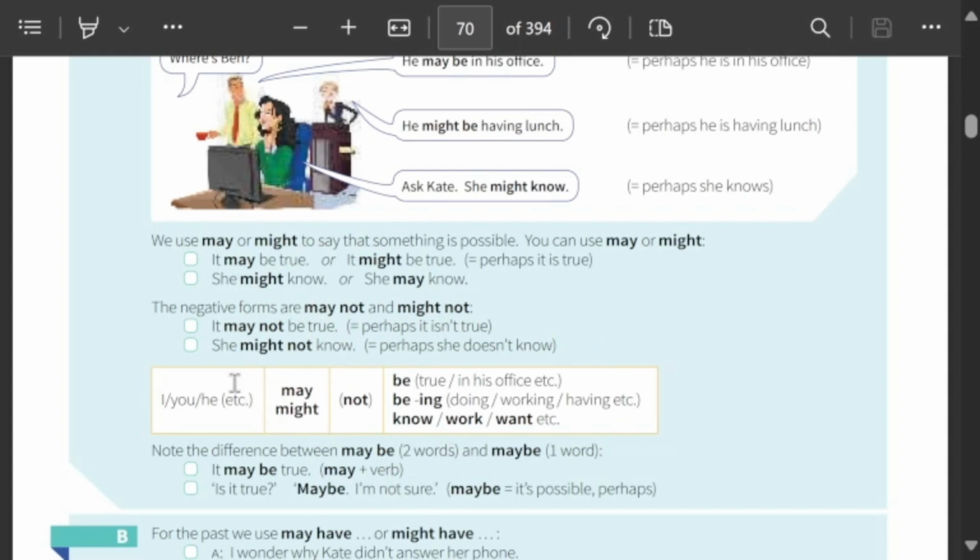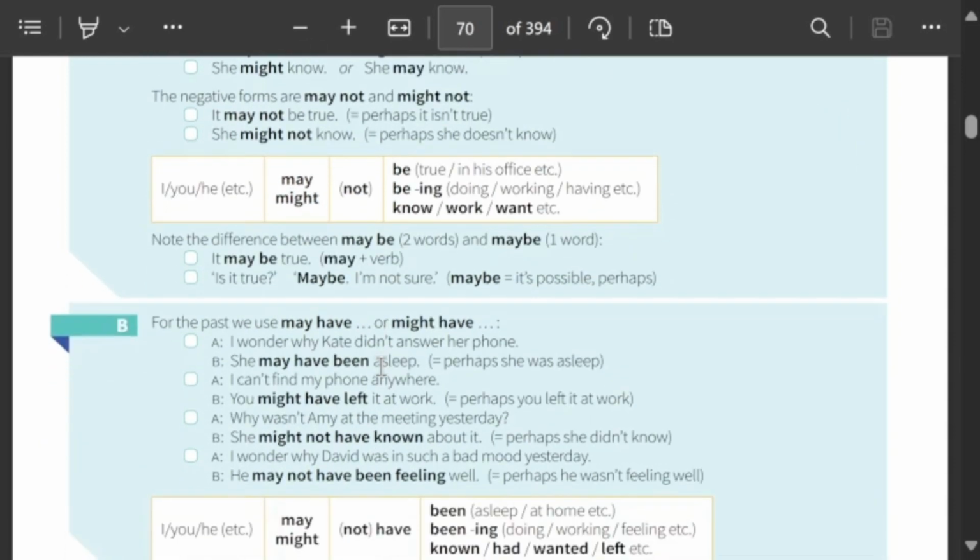Now, you see, may and might go after the pronoun, the subject, and then you can put not after it, and then be or being, no, work, want, and so on, you see? Sometimes it's be true, be in his office, or sometimes, for example, I might not be doing, you see? Being, working, having. Sometimes it's the ing form, depending on the situation.